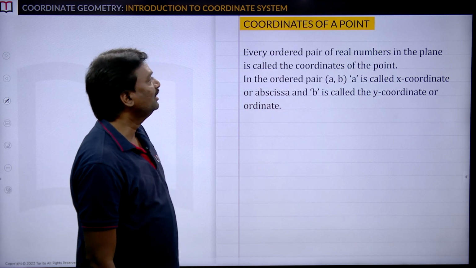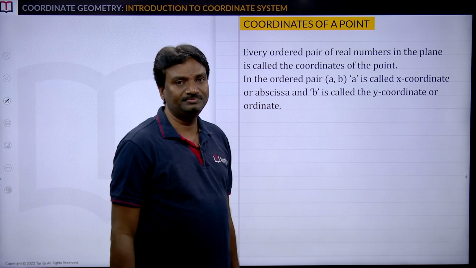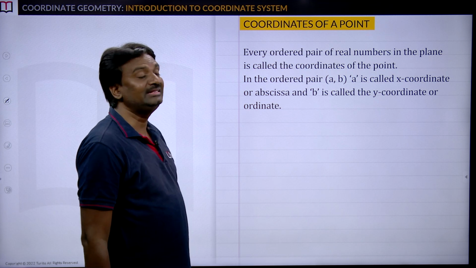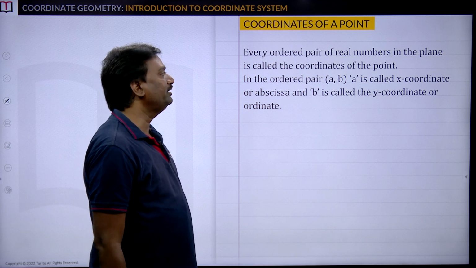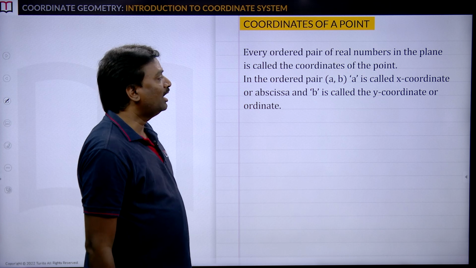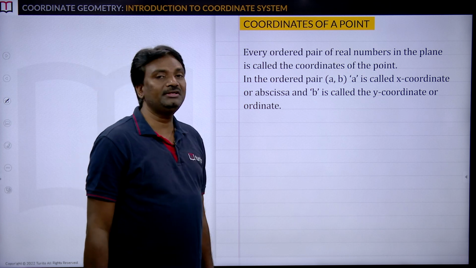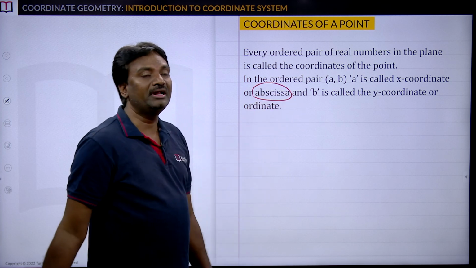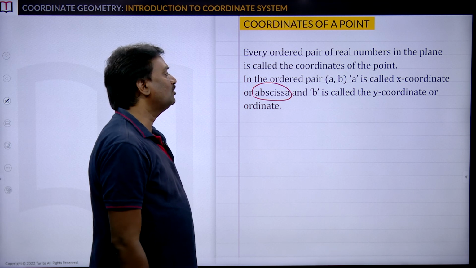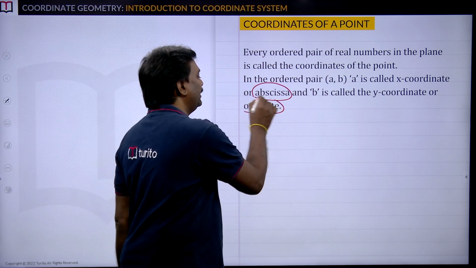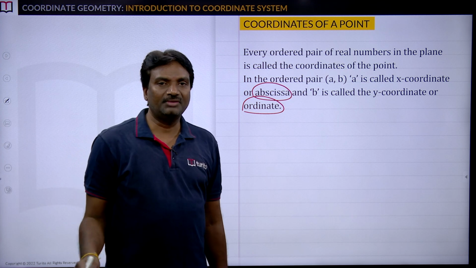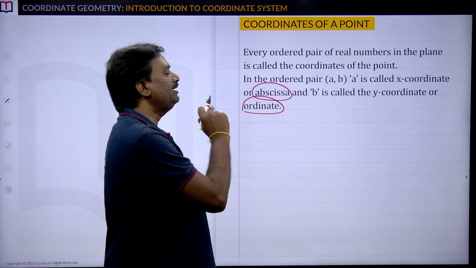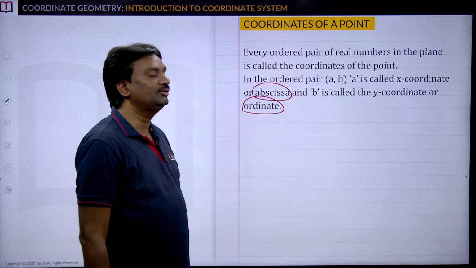Next, coordinates of a point. Every ordered pair of real numbers in the plane is called the coordinates of the point. In the ordered pair A comma B, A is called x coordinate or abscissa, both are same. X coordinate is nothing but abscissa, and B is called the y coordinate or ordinate. So, if you find the word abscissa, that means x coordinate. If you find the word ordinate, the meaning of that is y coordinate.